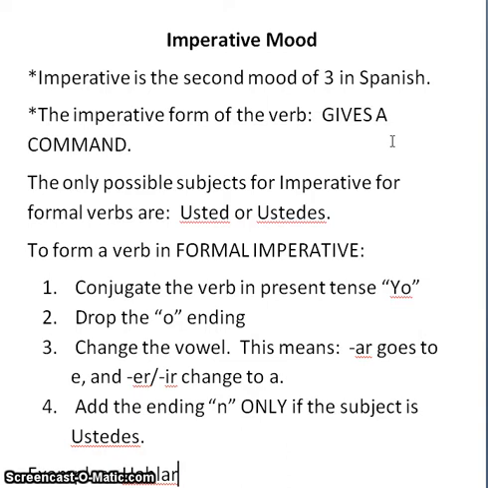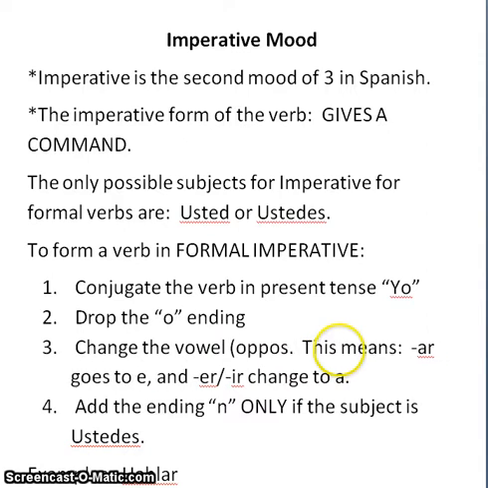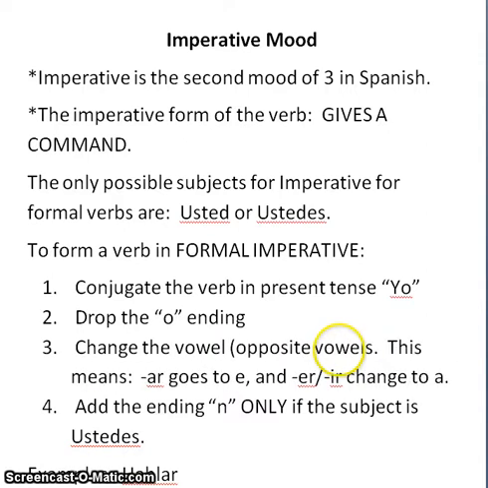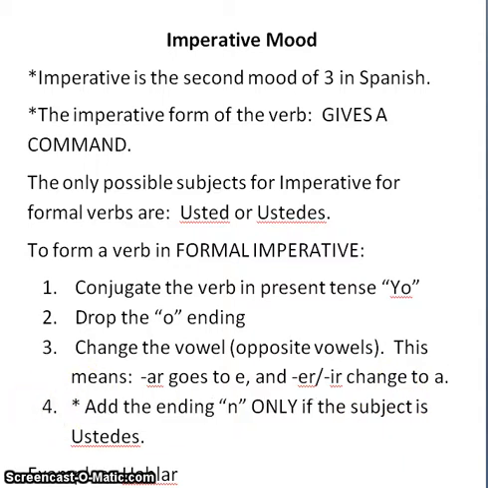Okay, so to form a formal command, step number 1 is you start with a verb, and you're going to conjugate the verb in the present tense for yo. So regular old conjugation, start with the yo. Step number 2, drop the o ending. Step number 3, change the vowel. And by changing the vowel, we could also see this as going opposite vowels. This means that an AR verb is going to go to E, and then an ER-IR verb changes to A. So it's opposite vowels than what you would expect. And then step number 4, and we'll put an asterisk next to this one. Add the ending N only if the subject is a plural ustedes.